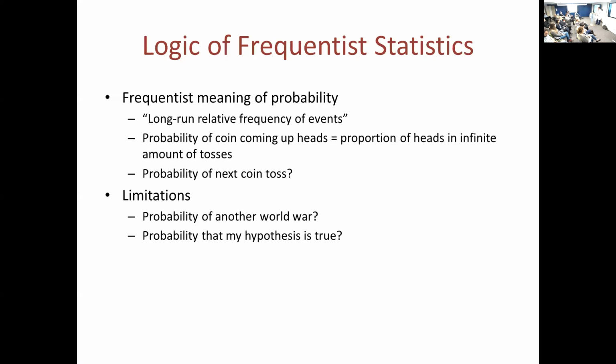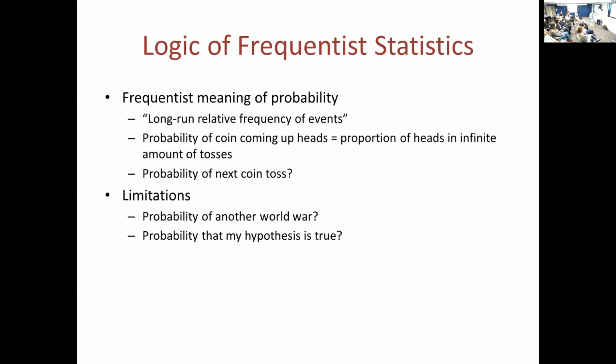So this is why frequentists, when they're talking about statistics, like to talk about many coin tosses coming up heads. Basically, the probability would be the proportion of heads in an infinite number of tosses. But when it comes time to talk about the probability of the result of the next coin toss, it gets much harder because that's not a long-run repeating event. So, for example, frequentism can't really be used to talk about the probability of another world war because that's not a long-run repeating event. That's a single instance. Or the probability that my hypothesis is true. Again, under frequentist terms, talking about probability that way doesn't make any sense.